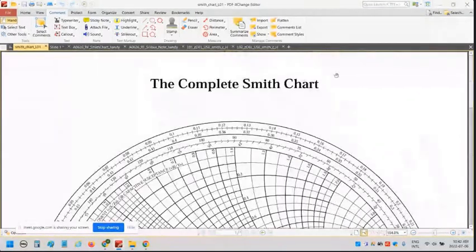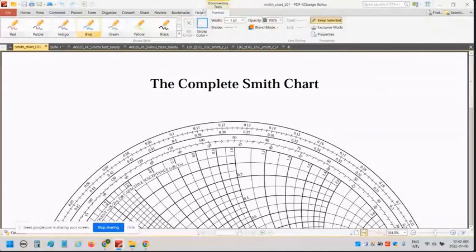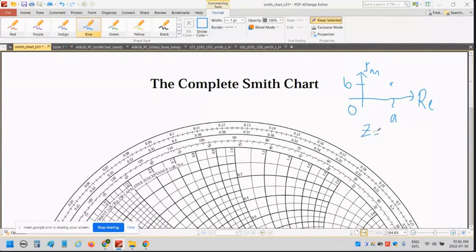What you learned about complex numbers: the y-axis is the imaginary part, the x-axis is the real part, and then you have the origin 0. If this magnitude is A and this one is B, this is your location. So let's say your Z is A plus jB, because this one is your imaginary part.